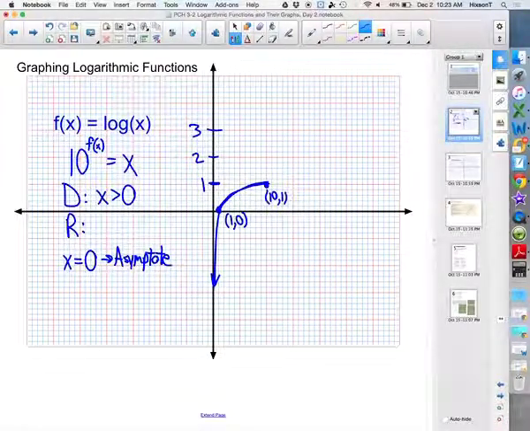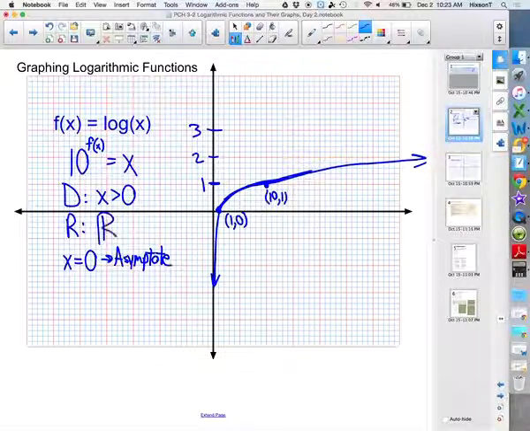I'm going to draw that a little better here. So range, all real numbers. Any questions about that?